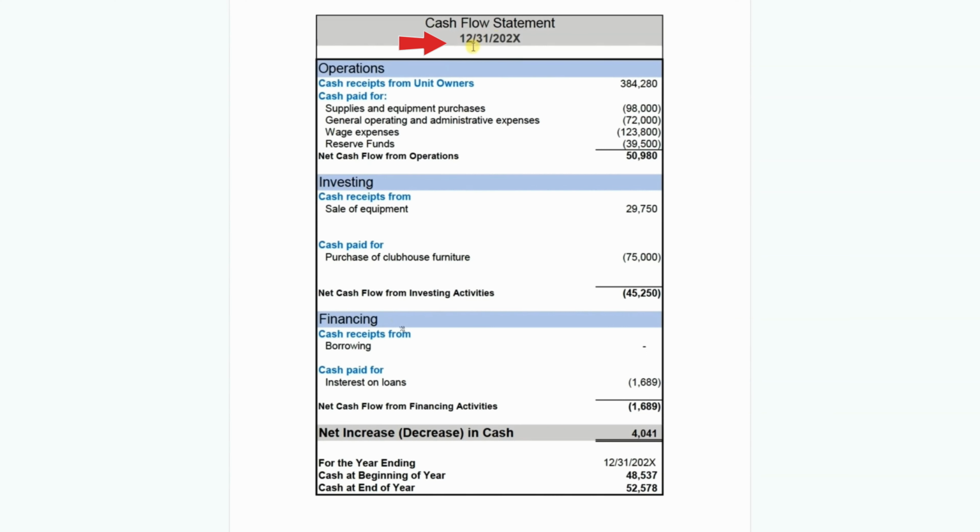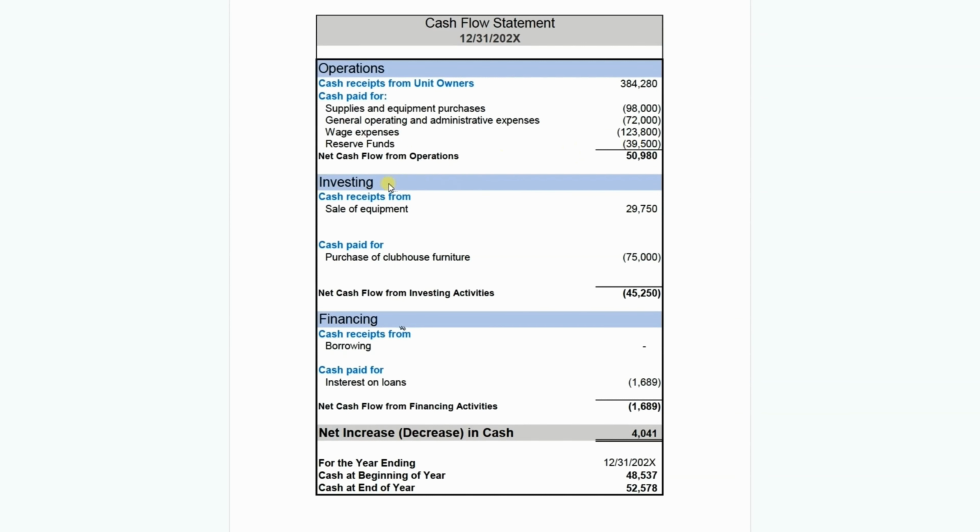Under the operations, we find the amount of cash generated from or used for operating activities. This includes cash receipts from unit owners, which are the maintenance fees and other fees paid by unit owners, and cash paid for supplies and equipment purchases, general operating and administrative expenses, wage expenses, and funding the reserves.